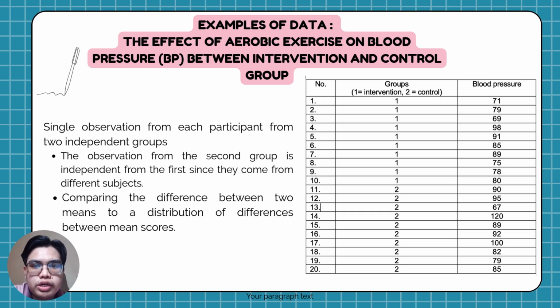So this is the example. The topic is the effect of aerobic exercise on blood pressure between the intervention and control groups. A single observation from each participant from two independent groups. The observation from the second group is independent from the first since they come from different subjects. We compare the difference between two means to a distribution of differences between mean scores.